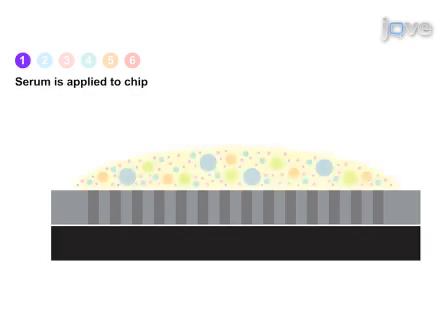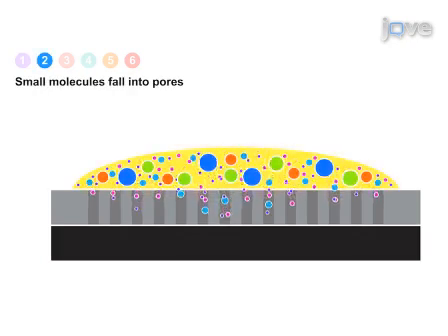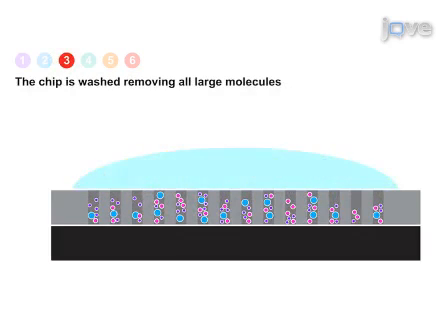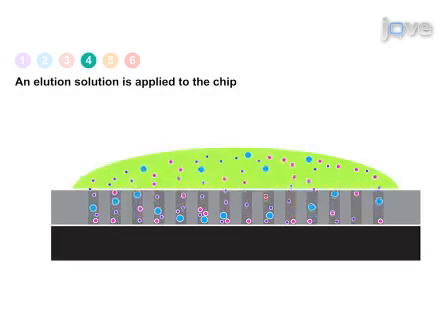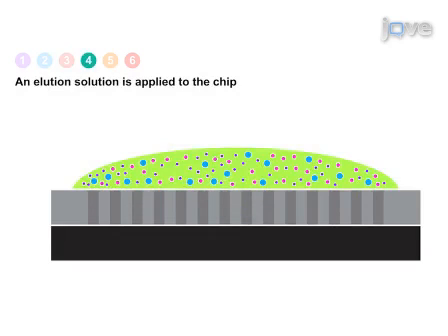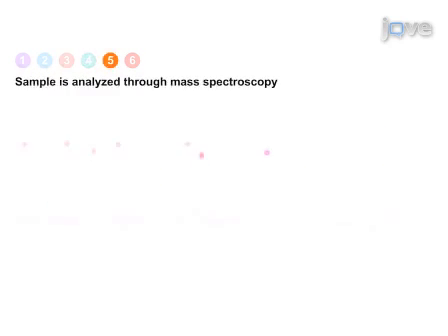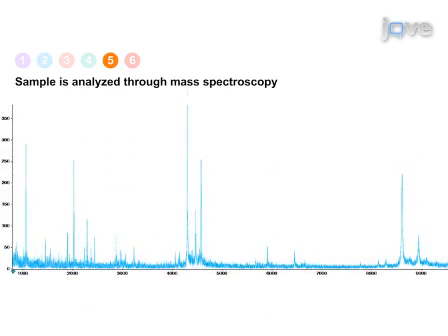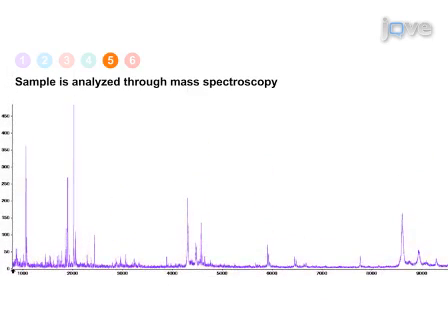The second step is to perform a simple pre-treatment of the serum and then to enrich the low molecular weight proteins and peptides from the serum by on-chip fractionation. Following elution of the low molecular weight proteins and peptides from the chip, the molecules are profiled using matrix-assisted laser desorption ionization time-of-flight mass spectrometry.